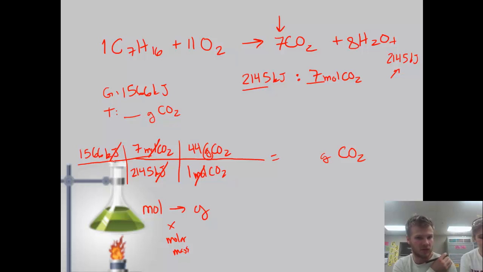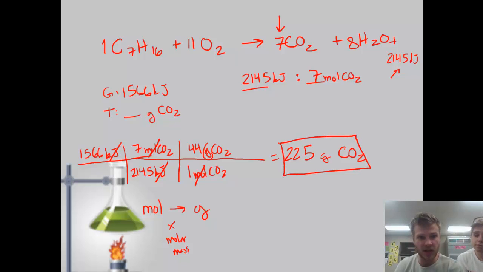So let's do 1566 times 7 times 44 divided by 2145. I get 224.9. So I'm going to say 225 grams of CO2. So if this much energy is released, then I can actually figure out how much carbon dioxide is also released, which is 225 grams of CO2.